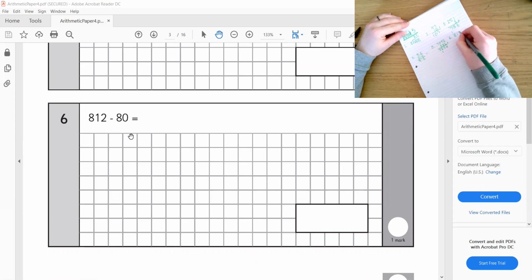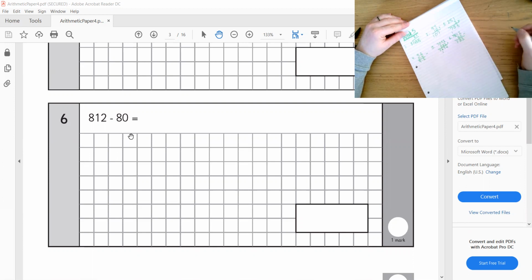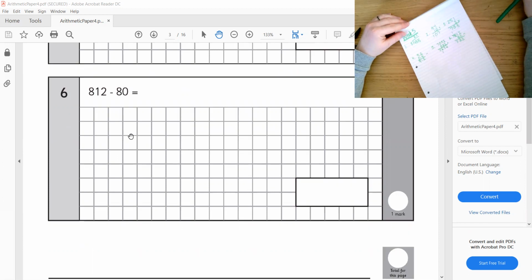Next one then, this is testing if I can rename when it comes to subtracting. So 812 take away 80. There we go. So 2 take away 0, then will be 2. This is the bit it's testing. Do I know how to rename? 1 take away 8 I cannot do, so then I need to rename 100 into 10 tens. That's why now I've got 11 tens and not just 1 ten. So 11 take away 8 then should be 3, and then 7 take away nothing is 7. So my answer should be 732.